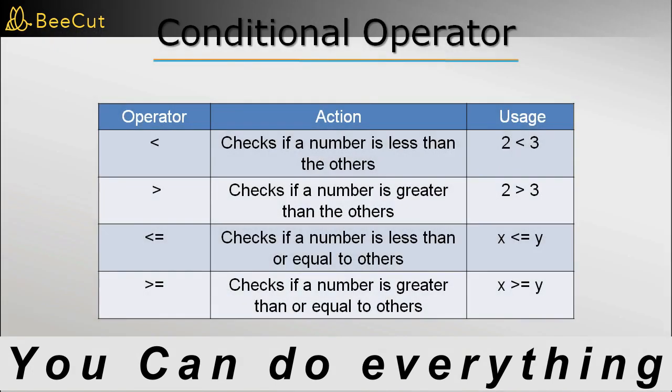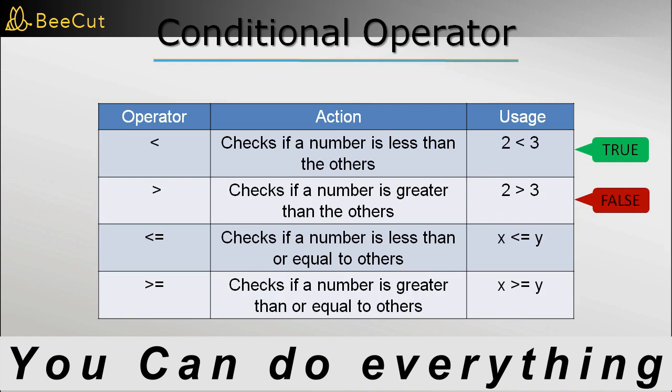Then we have these conditional operators, which compare numeric values: less than, greater than, less than or equal to, greater than or equal to. These operators compare numbers and evaluate to a Boolean value. For example, 2 < 3 evaluates to true. If we had said 2 > 3, then it would evaluate to false, of course.